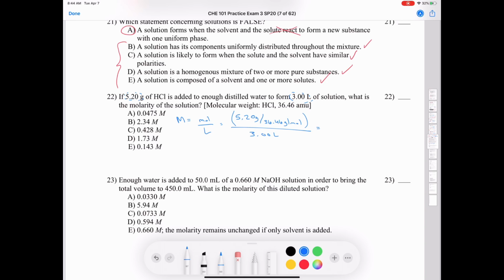And then, of course, I'm going to divide that by my volume, which is 3.00 liters. You can see that my mass units are going to cancel out, so I should end up with moles in my numerator, and I still have my volume in my denominator. When you punch that in your calculator, you get 0.0475 molar, or moles per liter. So the answer is A.